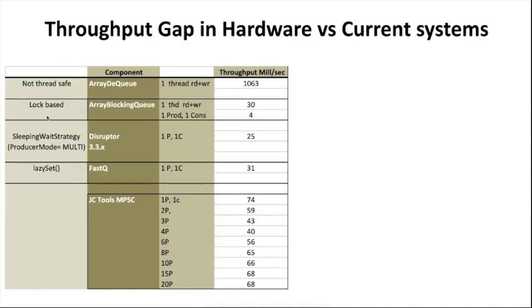You just replace that queue with a lock-based queue, ArrayBlockingQueue, and it goes down to 30 million per second. So you can see the cost of locks is huge, right? And there's no concurrency yet. There's just one thread in a loop, inserting and putting elements back. When you add a producer and a consumer, so that the inserts are happening on one thread and the consumer is on a different thread, it falls down significantly to 4 million per second.